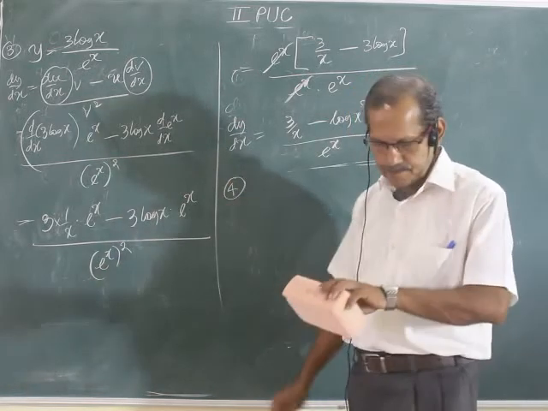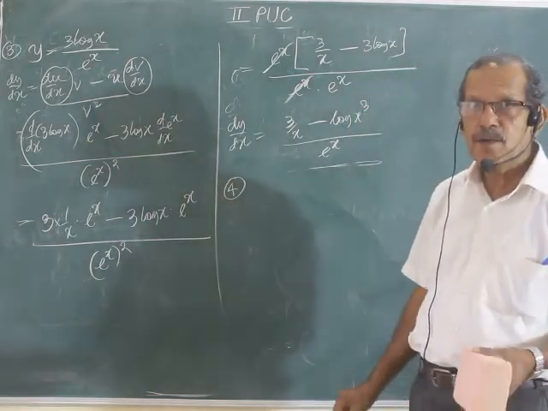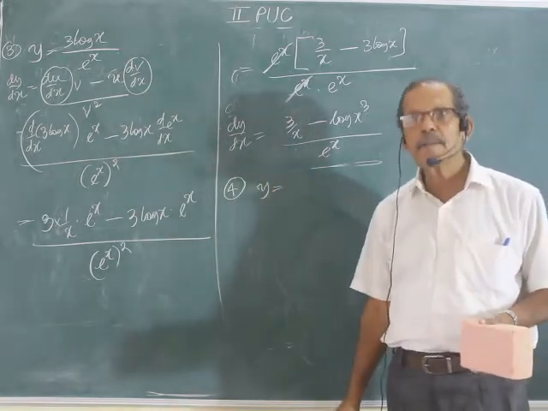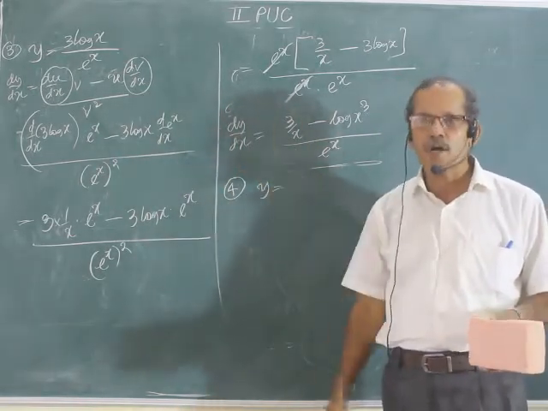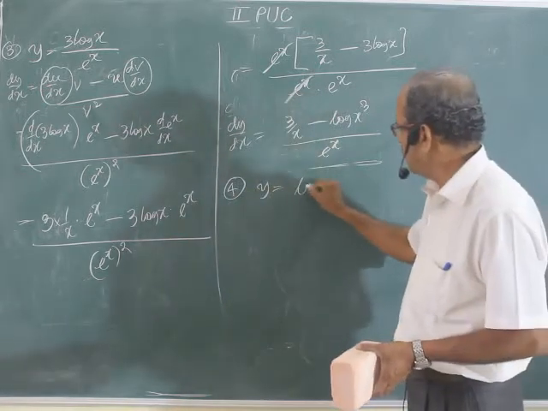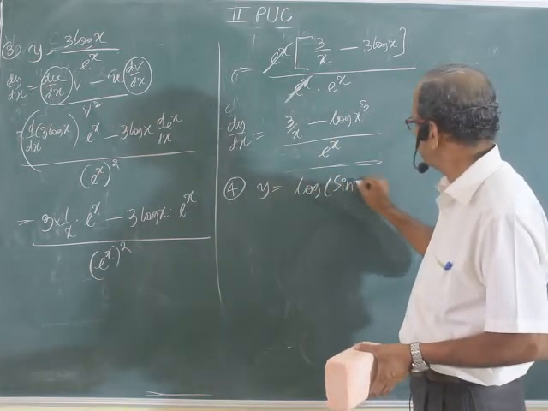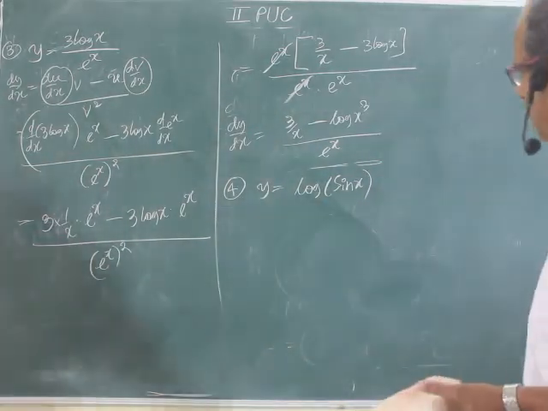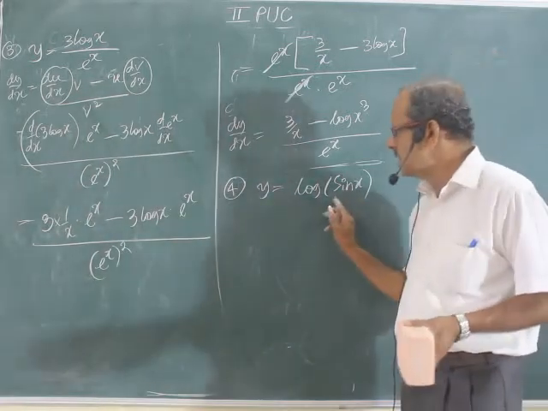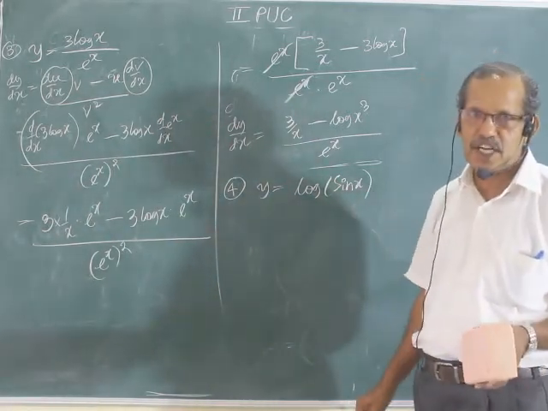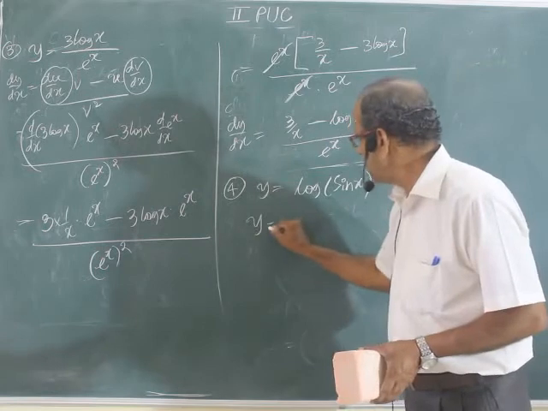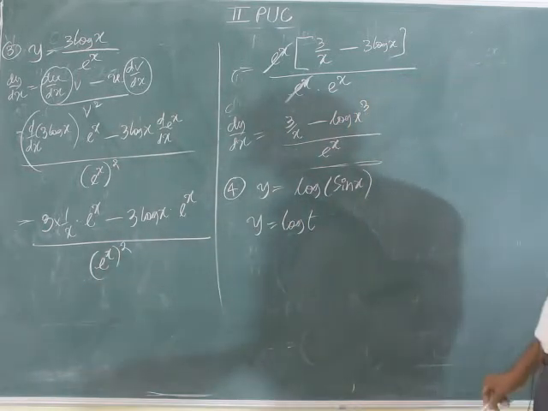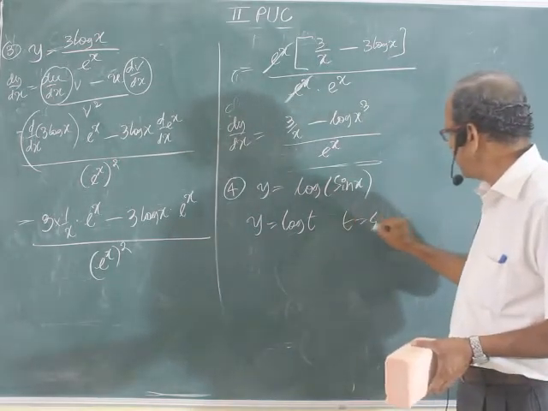Fourth one, chain rule, that finishes all the types. Still there, implicit. Everywhere you can bring this log function. Chain rule is y equal to log of sin x. Chain rule problem, log function, and inside that we have trigonometric function. y equal to log t, where t equal to sin x.